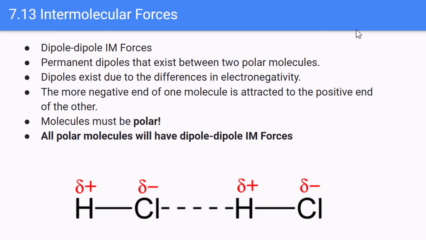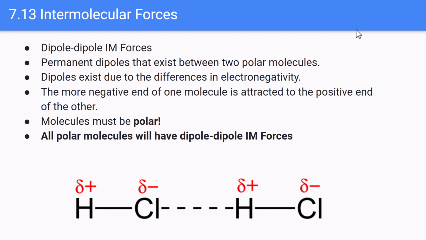And what you notice is that the dipoles exist due to the differences in electronegativity. It goes back to, like I said, the arrows and the little positive and negative charges that we've drawn on molecules when we did electronegativity differences. The negative end of one molecule is attracted to the positive of another. So you see here you have HCl.